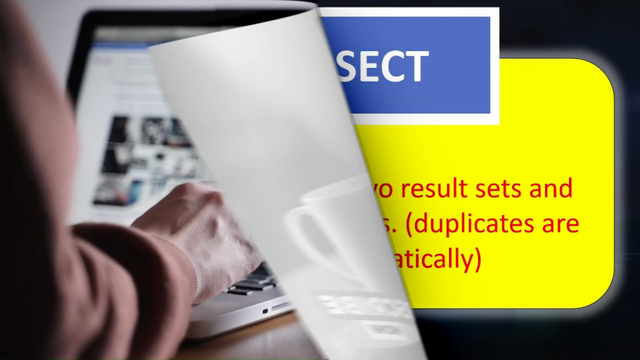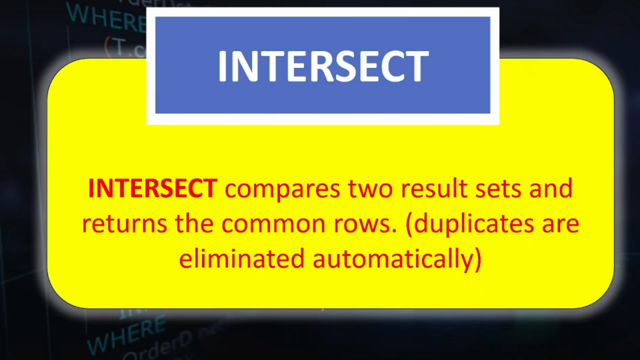So let's get started. Let's first understand Intersect. So what does Intersect do? It compares two result sets and then returns the common rows.